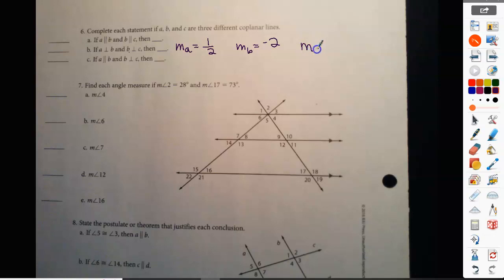So what's the slope of C? So then what do we know about A and C? Their slopes are the same, so what do we know about their relationship? They're parallel. But again, we can logically think about that.